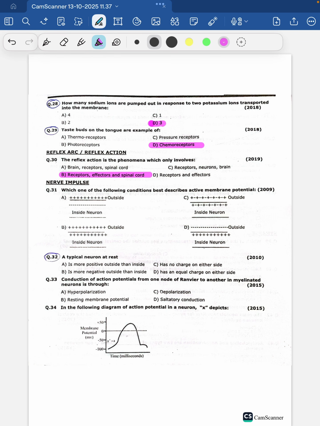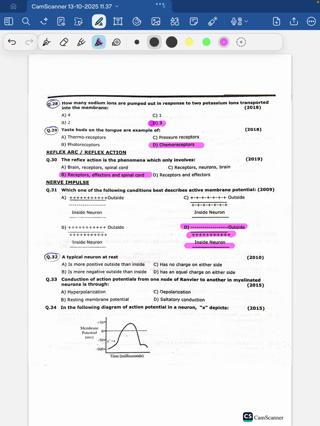Nerve impulse. What is nerve impulse? You know very well. During resting membrane potential, when you are at rest, the membrane is positively charged from outside and negatively charged from inside. But when a nerve impulse is generated and action membrane potential establishes, the membrane becomes negatively charged from outside and positively charged from inside. So here delta will be the right option.